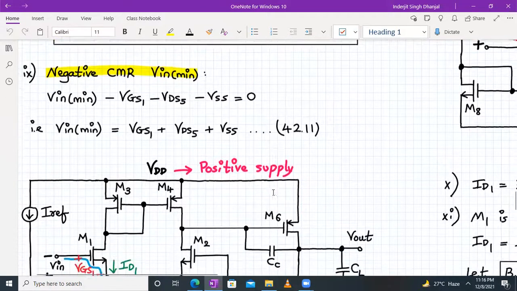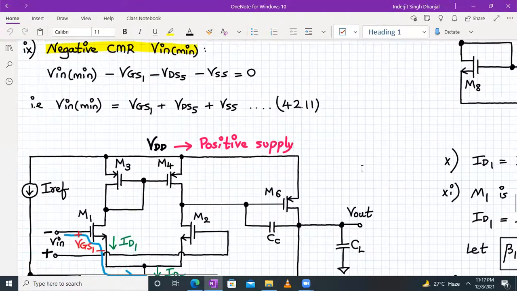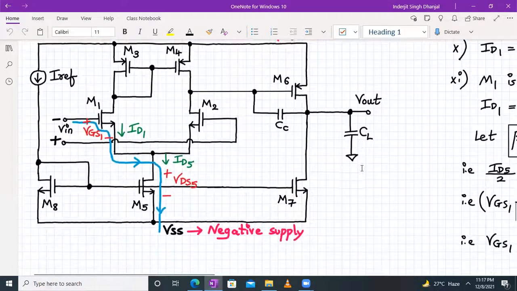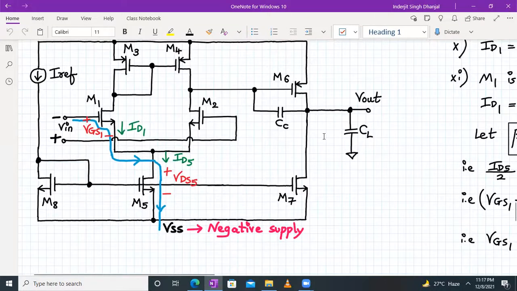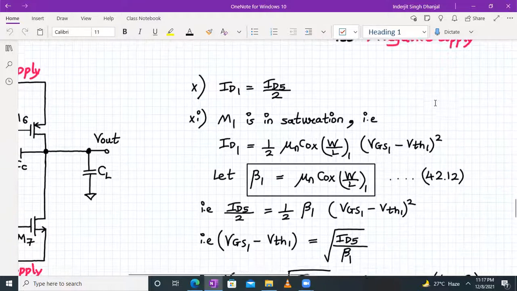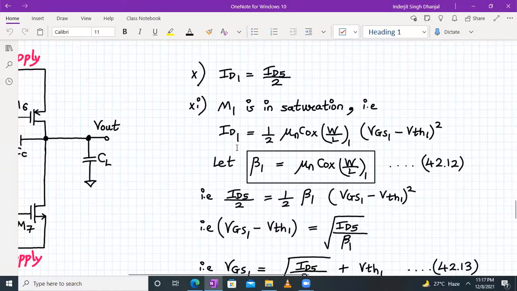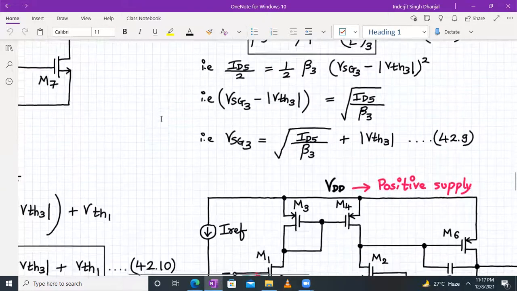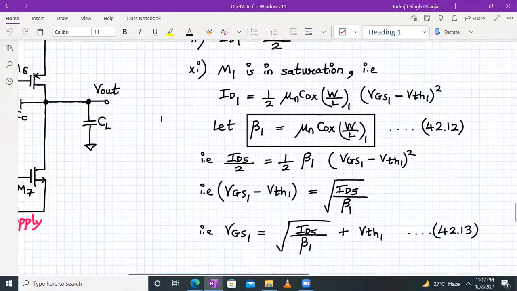Now we have to calculate VGS1 and VDS5 also. So your ID1 basically will be equal to ID5 divided by 2 because it's a symmetric network, right? And also M1 is in saturation, that is ID1 is equal to half mu n Cox W by L of 1. Actually, we used beta 3 earlier, yeah, this is beta 1. So ID1 is equal to half mu n Cox W by L of 1 into VGS1 minus VTH1 the whole square. And remember, M1 is my NMOS transistor.